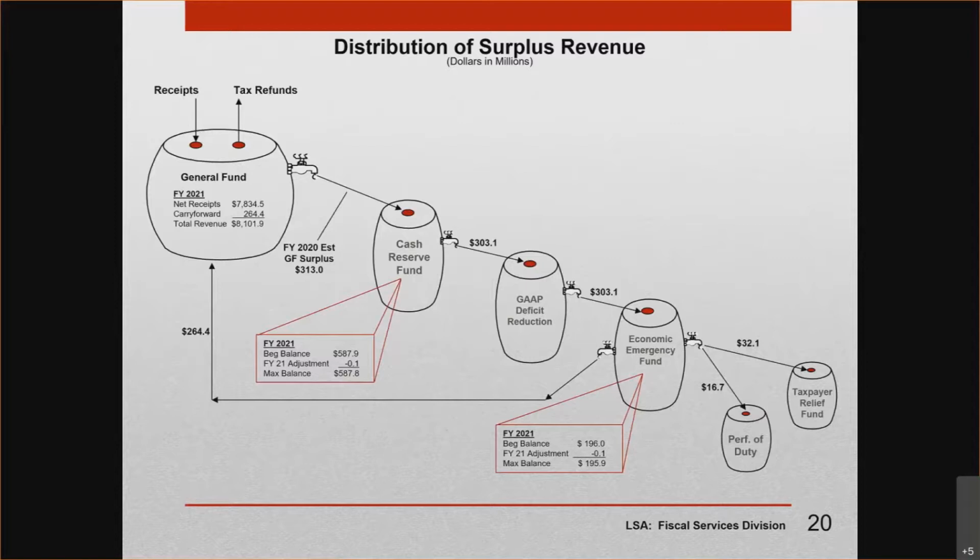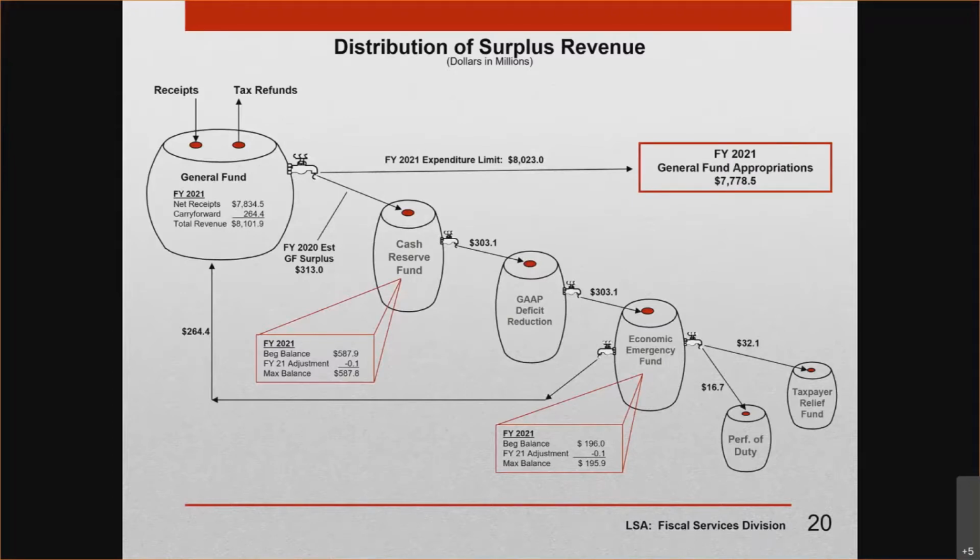And then you have total revenue budget in the general fund for 21 of $8,102 million. You do the calculation for the expenditure limitation for fiscal 21, that came up to $8,023 million. And the General Assembly and the governor enacted total appropriations of $7,778,000,000, which is below the expenditure limitation. So the budget was in compliance and was balanced.